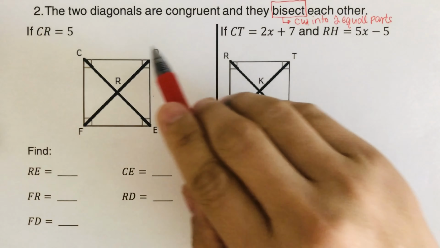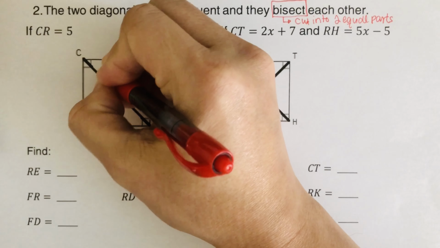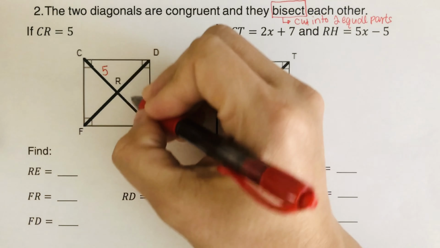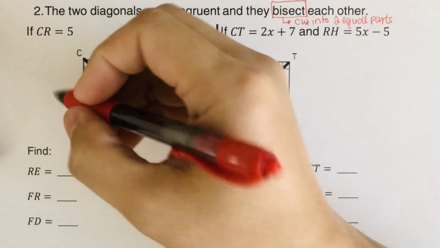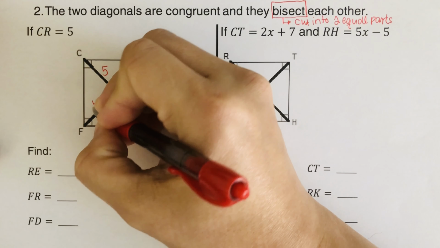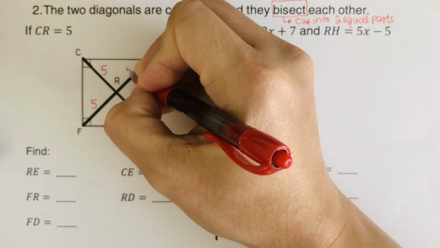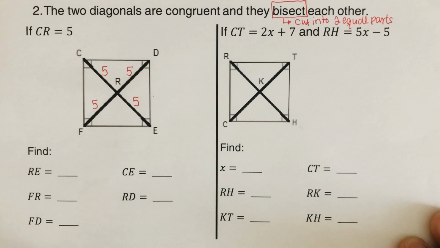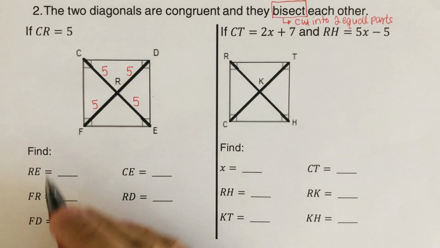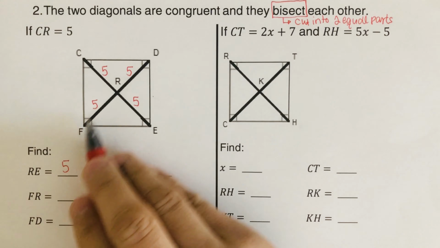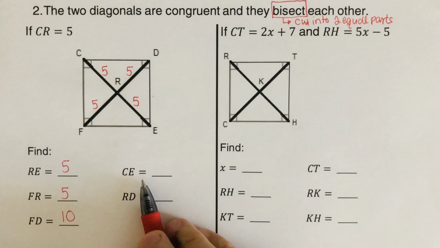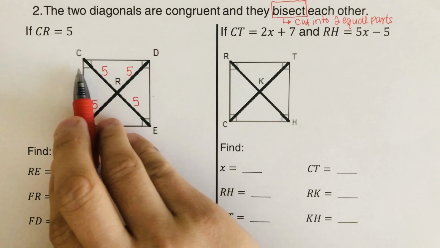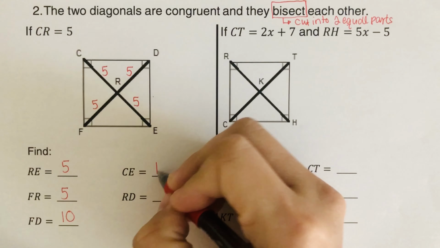So let's take this example here. If CR is 5, so if this is 5 right here, it means that RE is also 5. Since the diagonals are equal to each other as well, this one is also 5 and this one is also 5 right here. So then we can go ahead and fill this in. RE is 5, FR is 5, FD is 10, CE, so C going to E, is 10, and then RD is 5.